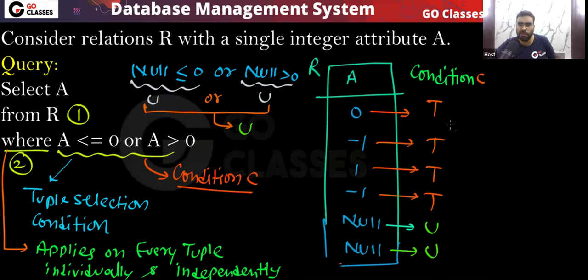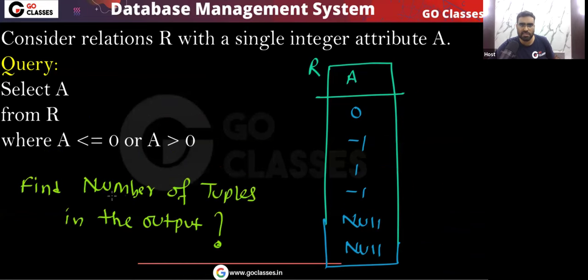Okay, so which tuples will pass? Only these four tuples will pass. Okay, yes or no? These tuples will fail. Simple. So the number of tuples in the output will be four. Is this clear? Okay, so the question is asking the number of tuples in the output. The answer will be 4. This is the answer. Let's move on now.